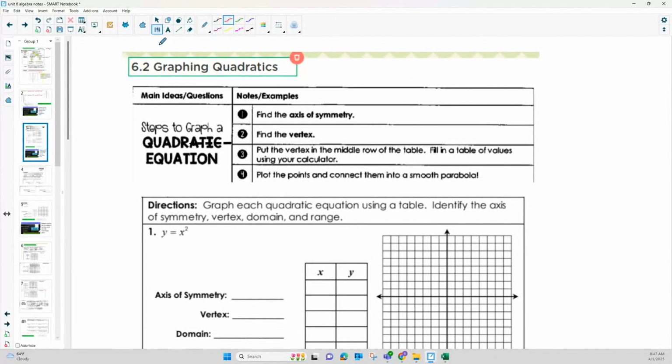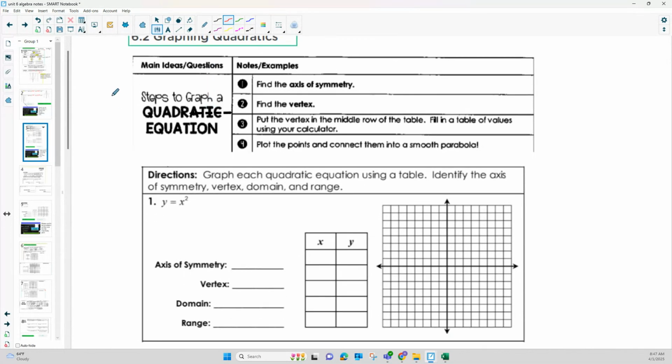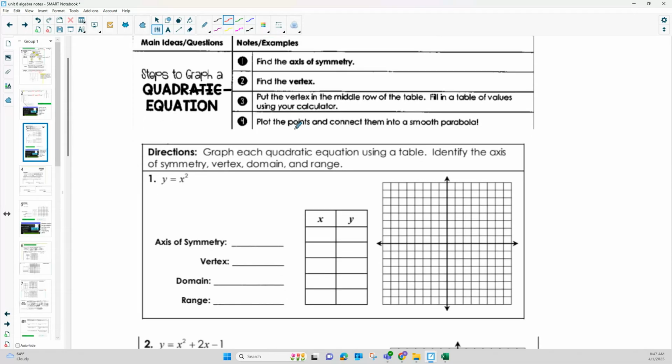All right, guys, in the next video, I'm going to show you how to graph these quadratics. We're going to use the vertex to make our graph, and we're going to use Desmos. So we're going to put the vertex, we're going to fill in the table of rows using our calculator. What we're going to do is use our calculator to plot a bunch of points, and we're just going to make our graph.